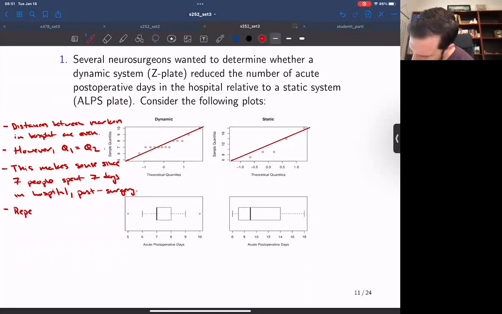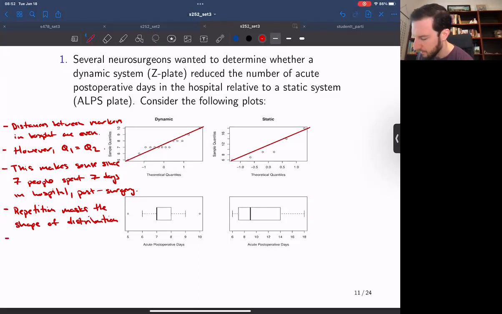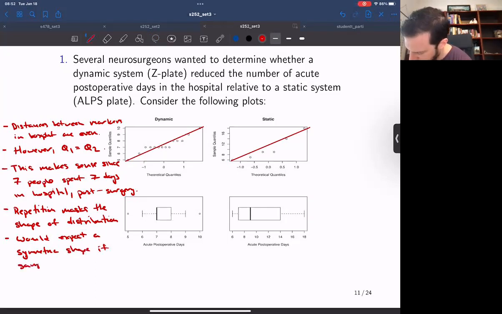So the repetition masks the shape of the distribution. We would expect a symmetric shape if the sample size increased.